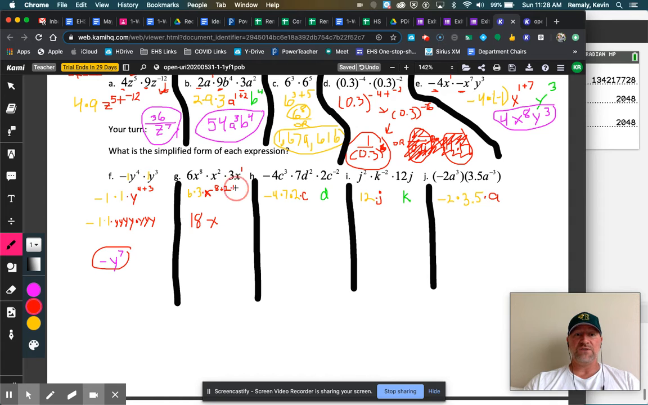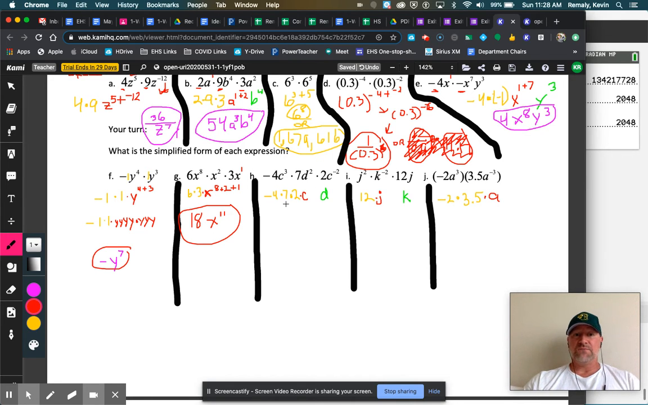Don't forget it. Even though it's not shown there, we can write a 1 there if there's no exponent written there. So we add these 3 together. 8 plus 2 is 10, plus 1 is 11, and then we end up with our answer, 18x to the 11th. For here, we have negative 4 times 7 times 2.